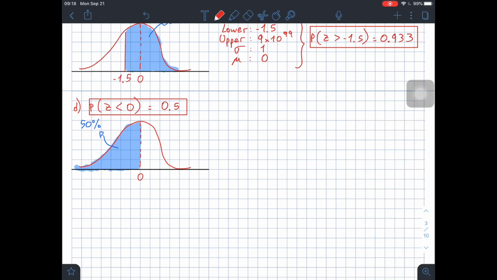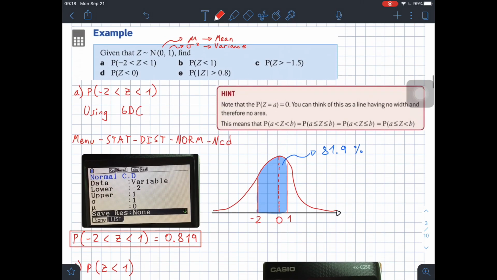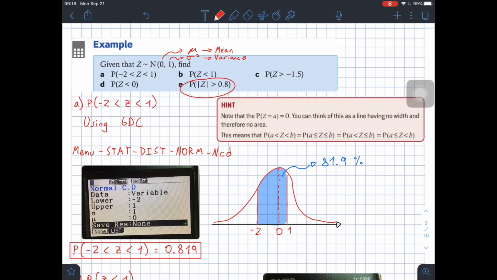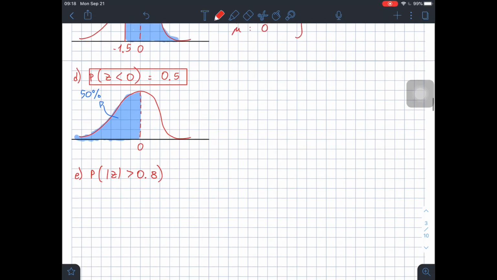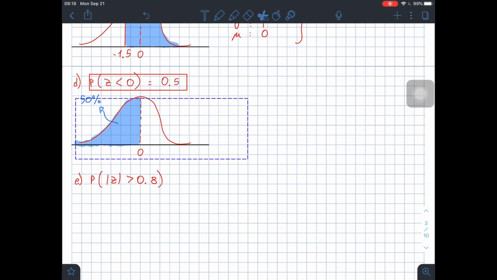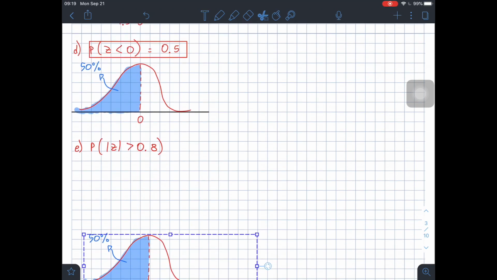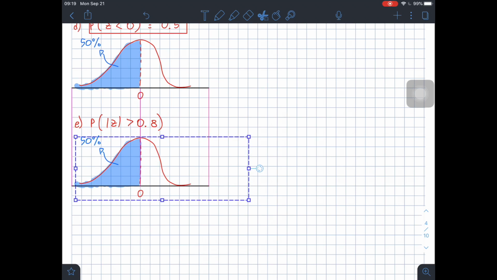Okay, then we have part E. I think we had one last part. Yes, part E. Part E says absolute value greater than 0.8. So E, probability of absolute value of C should be greater than 0.8. Okay, so for this particular exercise, you need to remember what the concept of absolute value is. If we do a sketch of this situation, let me copy this, of our normal distribution in this case.